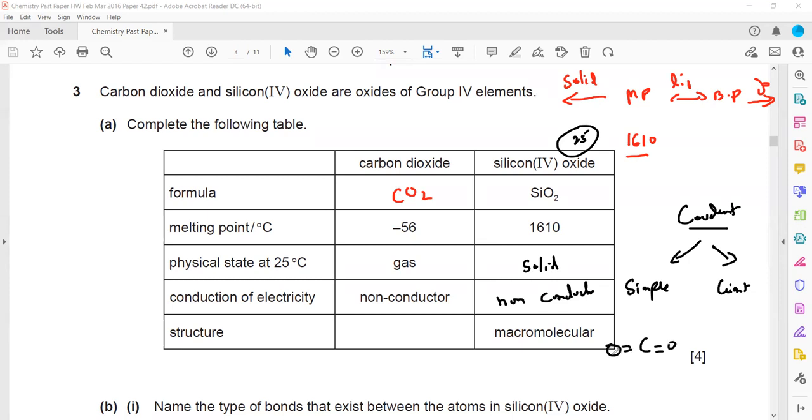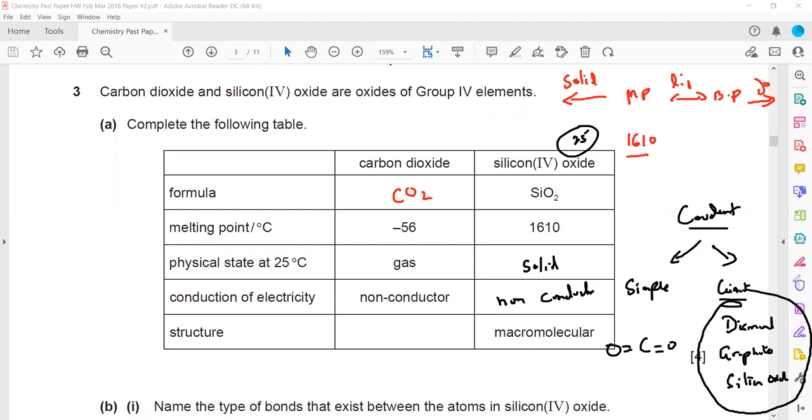So how will you identify the structure? Remember, in your course you learned three giant covalent structures. Which are the three? You studied diamond, graphite, and silicon 4 oxide. So these are the three giant covalent structures.